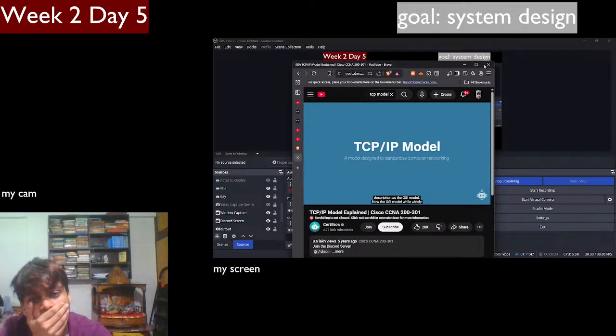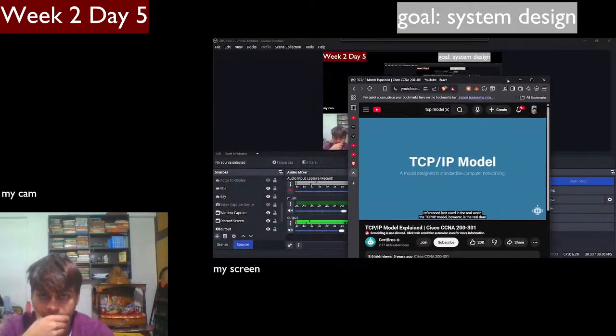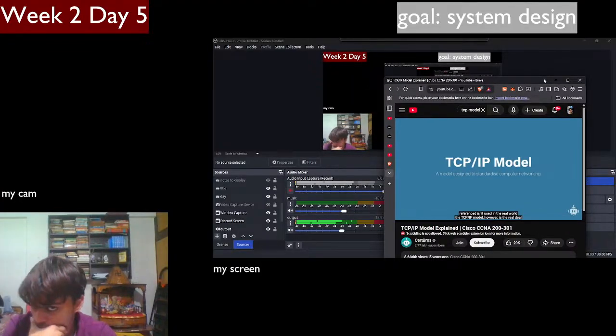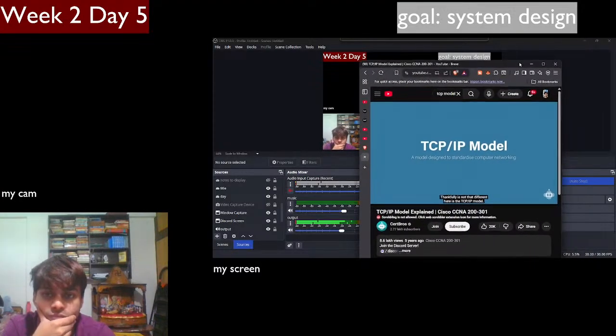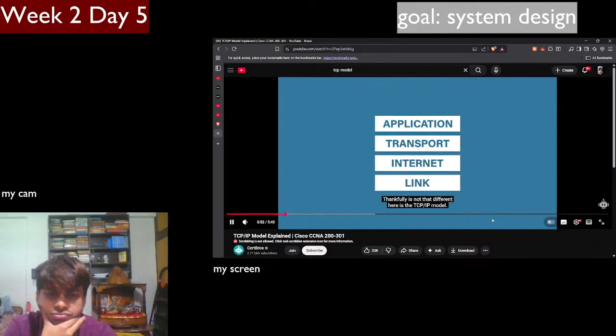Now, the OSI model, while widely referenced, isn't used in the real world. The TCP/IP model, however, is the real deal. Thankfully, it's not that different. Here is the TCP/IP model.